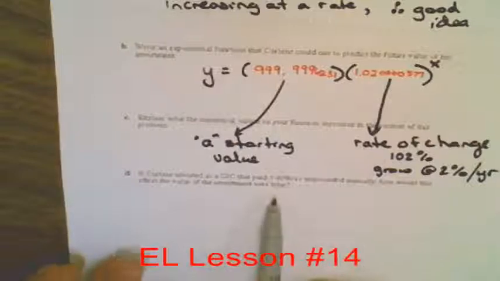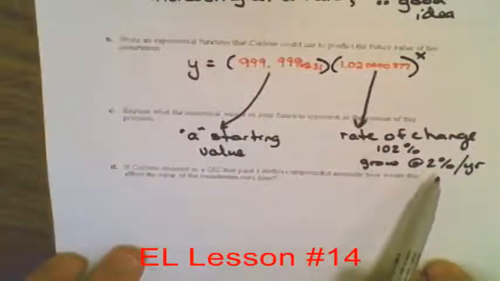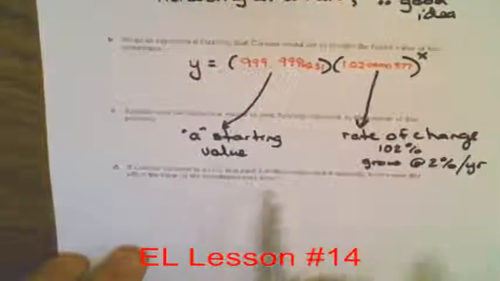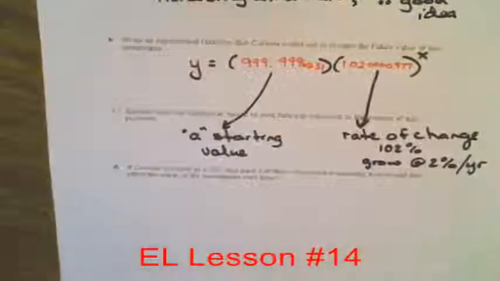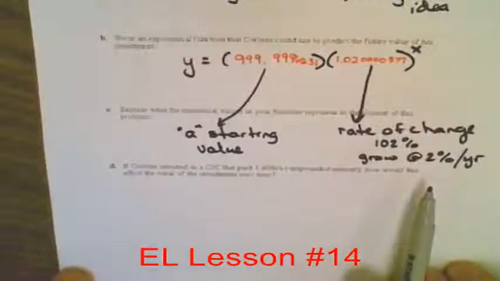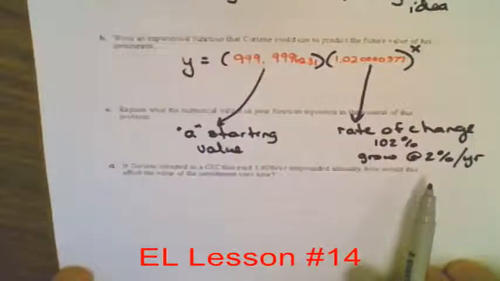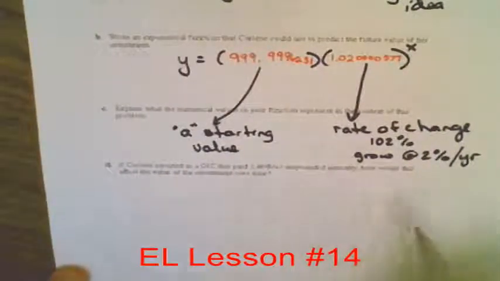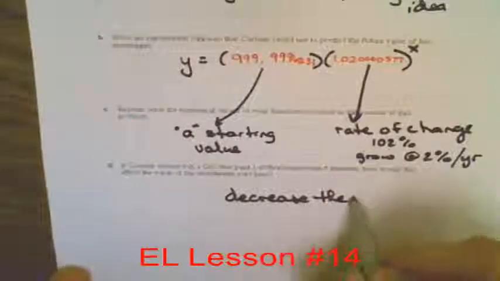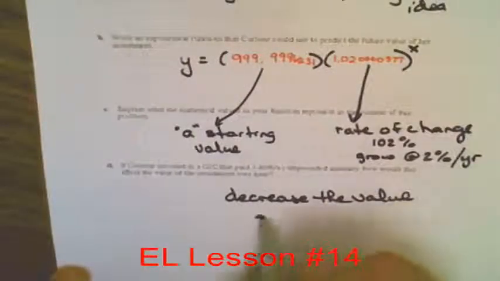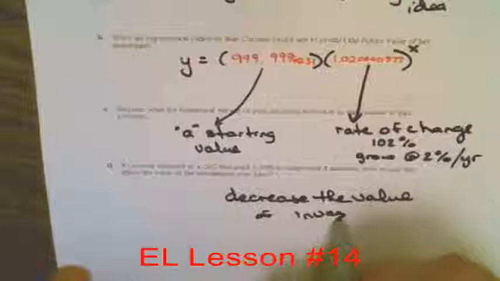Now along with this I can say, okay, if Corleen invested in a GIC that paid 1.4% compounded annually, how would this affect the value of the investment? Well, I'm growing at 2% per year. If I turned and said, you know what, the heck with this, I'm going to invest in 1.4%, I'm getting less. This would decrease the value, okay? Because I'm getting better than 1.4%. I'm getting 2%, which is actually fantastic in the modern world. So 1.4% would be less, so this would decrease the value.